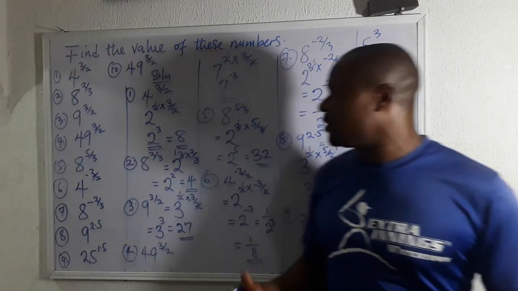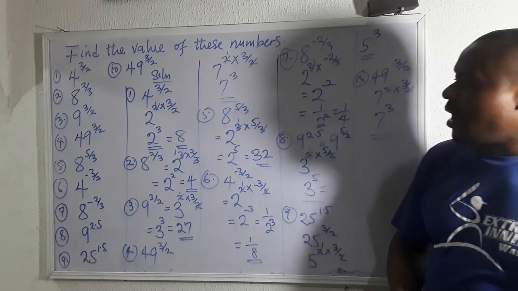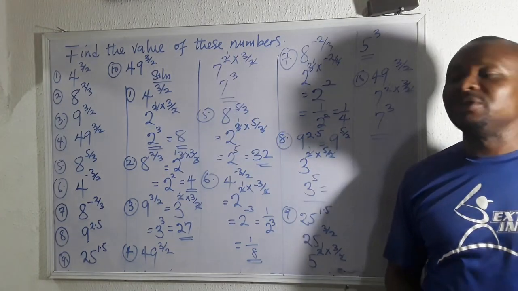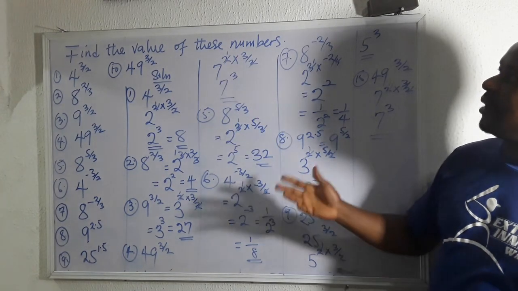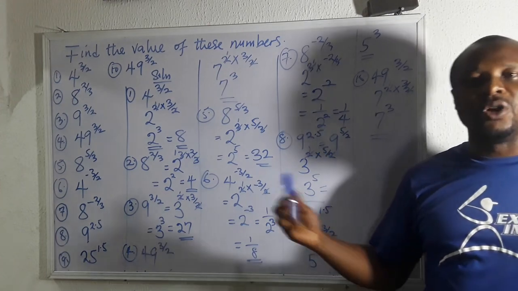So now, this is pretty much how we can find the values of the numbers using the laws of indices.